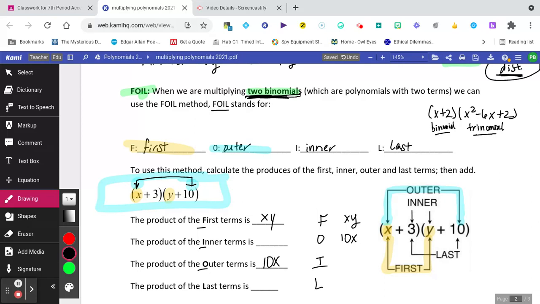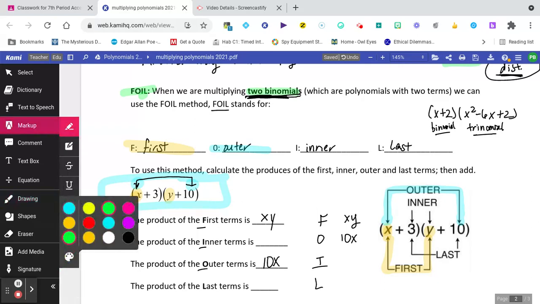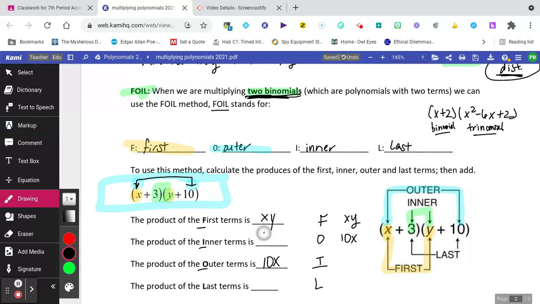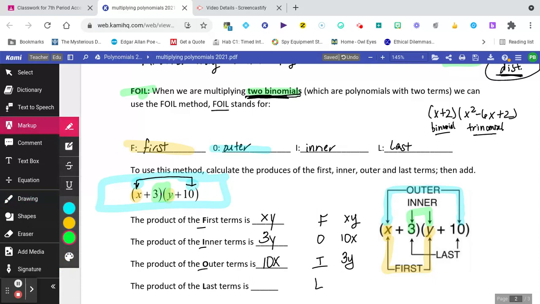And then the inner. The inner is simply what's on the inside, the innermost part. So the innermost pieces or terms are 3 and Y. They're bunched up on the inside, okay? So the product of 3 and Y is 3Y. And then last is what's last in each set. So what's last in this set? A 3. What's last in this set? A 10, and you can see it here. Last, a 3. Last, a 10.